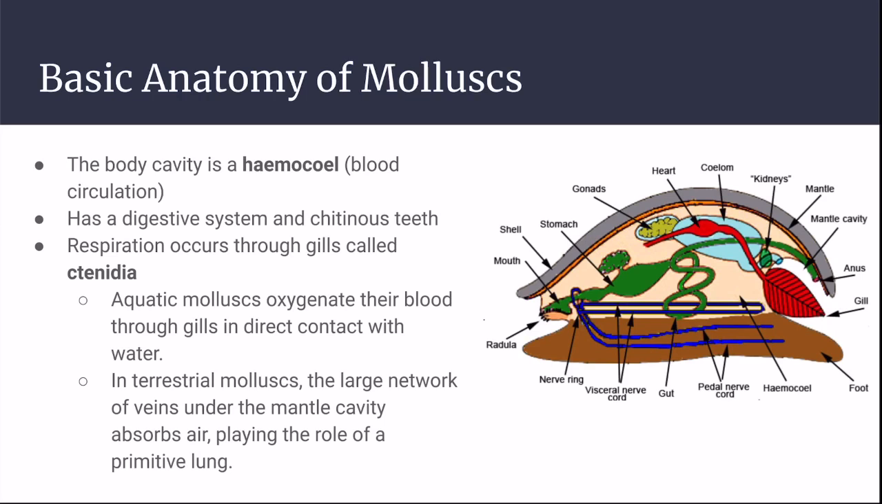But basically they breathe through these gills, and aquatic mollusks like sea snails and oysters oxygenate their blood through the gills when they're in water. And then terrestrial mollusks, like normal snails and slugs, have a bunch of veins under their mantle cavity, and they absorb air. It's kind of like a lung, but a lot more simple.